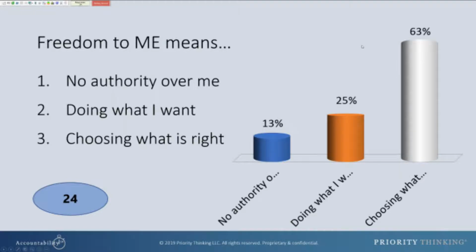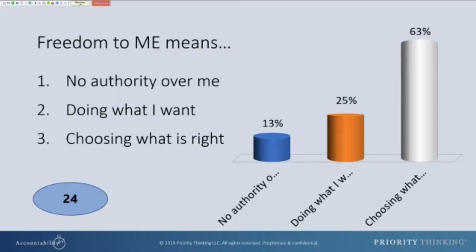The majority of you said choosing what is right, 25% said doing what I want, and 13% said no authority over me. All of these are, in fact, levels of freedom, and we have experienced this throughout our life. When working with our kids, perhaps as teenagers, they don't want anyone to have any authority over them. But we can also look at this lowest level of freedom from authority as really freedom from addiction or freedom from being enslaved. It's kind of a catch-all at the bottom there.